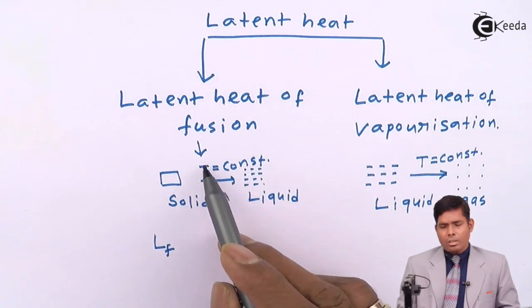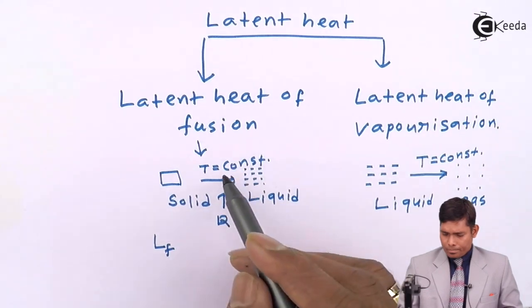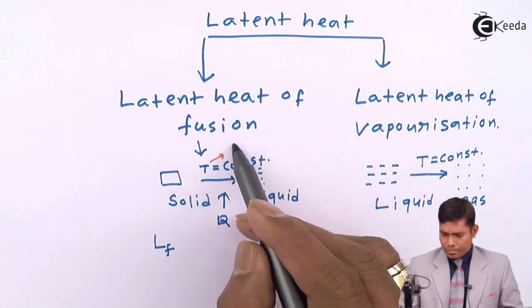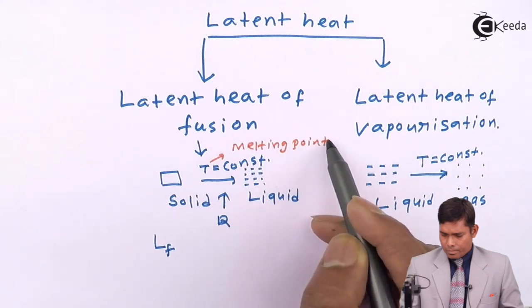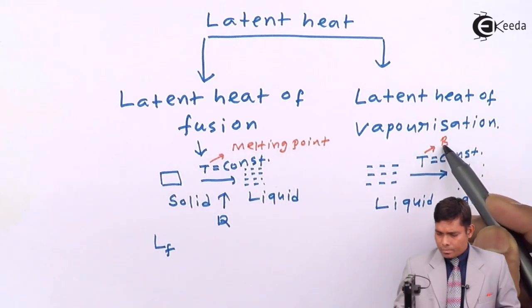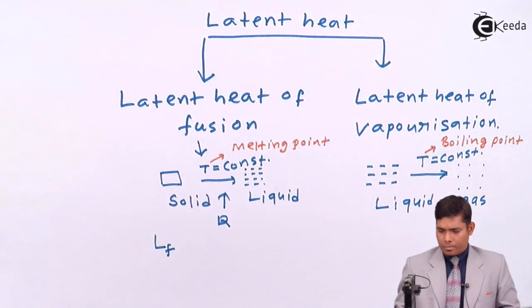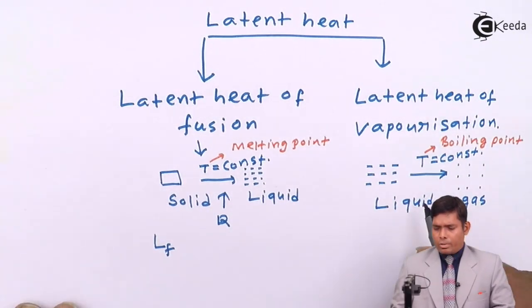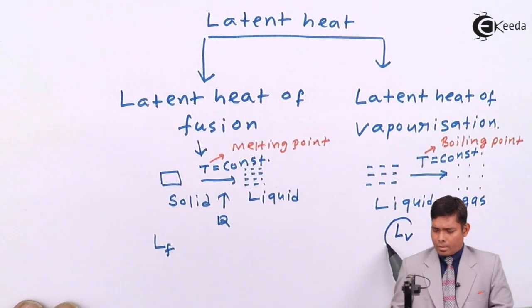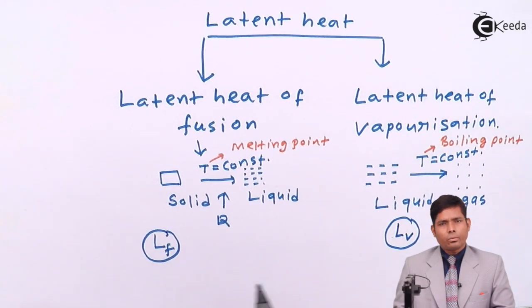This T here is the melting point of the solid. So that we must write. The symbol we are using here is LV, latent heat of vaporization. This is latent heat of fusion.